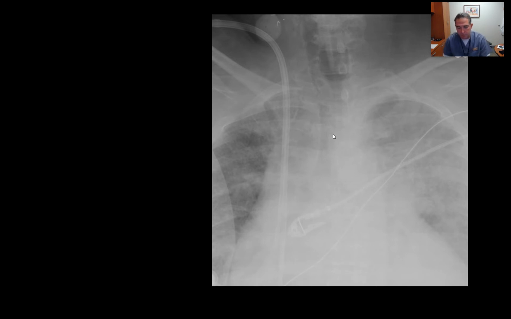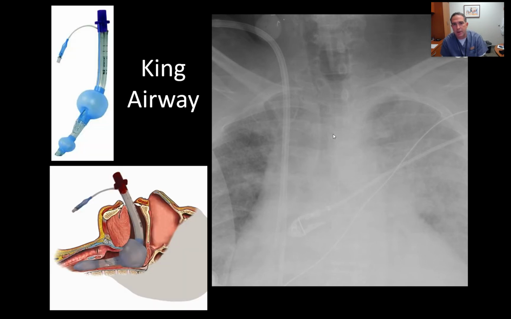I was concerned for an esophageal intubation, so I called the ED, and they said, no, he has a King airway in. So then I had to Google that, didn't know what that was. So I learned something. It's an airway that's put in the field sometimes. You can see it is in the esophagus, and then the trachea air goes in there. Interesting. So be aware of that device.